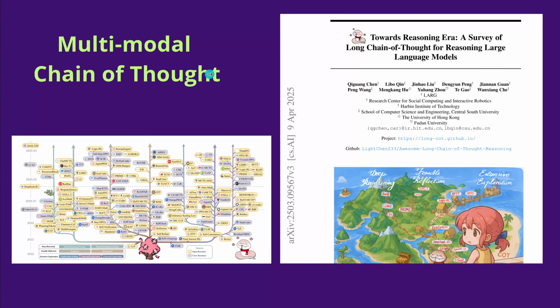And by the way, if we're talking about literature, this is a nice one. This is about Towards the Reasoning Era, a survey of long chain of thought for reasoning LLM models. And you also have multimodal chain of thought. And you see here January 25, February 25, and March, the amount of models that deal with multimodal chain of thoughts.